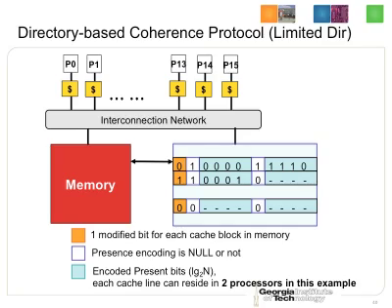One variant of this directory-based coherence protocol is to use a limited directory. By limited directory, we mean that instead of using one bit for every processor to record the presence, we only allow a limited number of processors to have the copy. In this particular example, each cache line can only reside in 2 processors. How do I know 2 processors? We have a total of 16 processors in this multi-core processor.